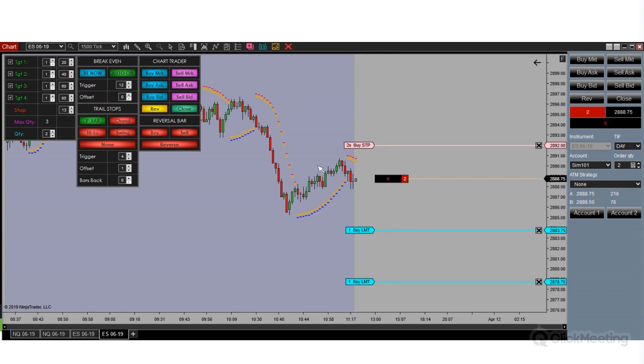What this doesn't let you do is move your stops detrimentally. That's very, very important. If you're trailing, you have to trail in your favor, not against yourself.